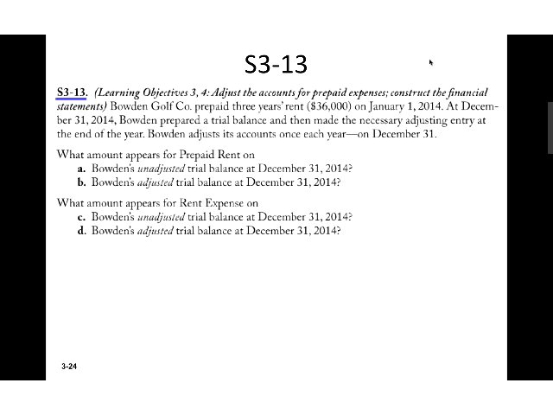This one's more a conceptual exercise. It says that Bowdoin golf company prepaid 3 years' rent on January 1st, 2014. So the company paid 3 years of rent, and first thing off the bat, let's figure out how much rent we have per year. That's $36,000 divided by the 3 years, which gives us $12,000 of rent expense per year.